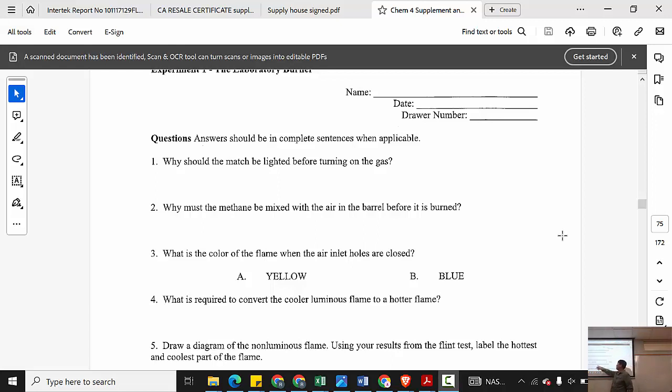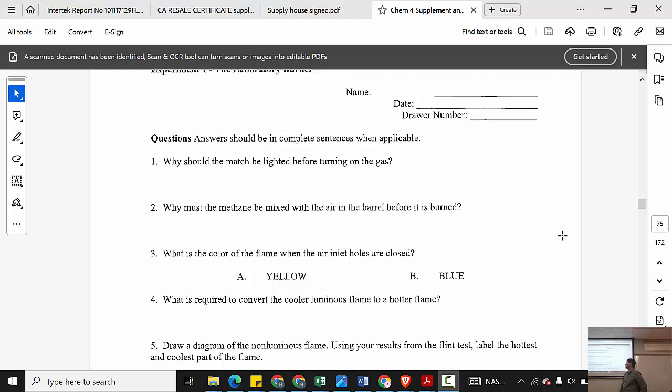And so, what is required to convert the cooler luminous flame? Luminous flame, because luminous means it just glows. And the cooler luminous flame is a yellow flame, even though you think yellow is not luminous. But the blue flame is non-luminous. Blue flame is hard to see. You know, with the lights on, it's almost kind of invisible. It's difficult to see. So this is why they call the yellow flame luminous, because it glows yellow. That's why it illuminates yellow light.